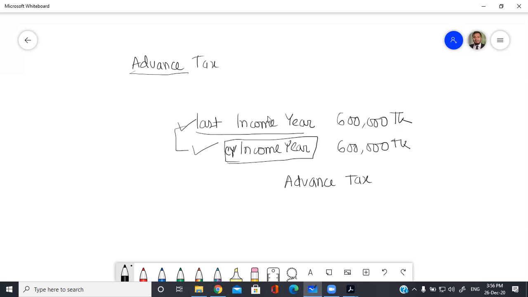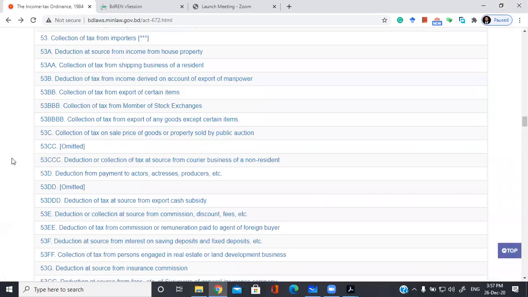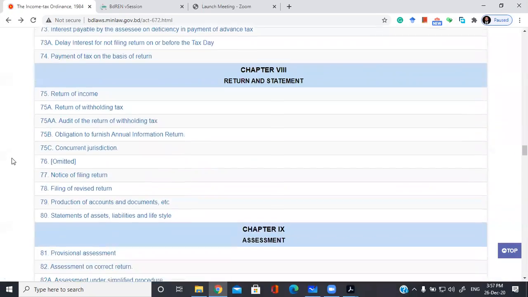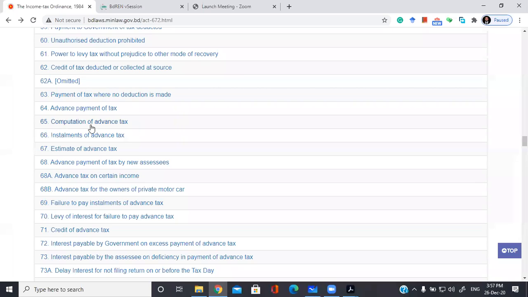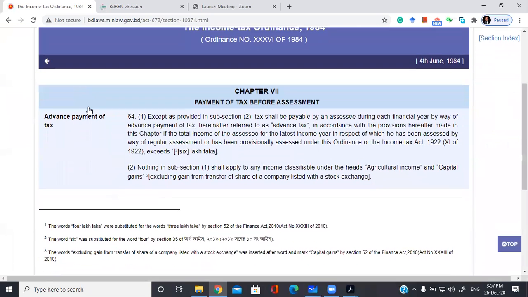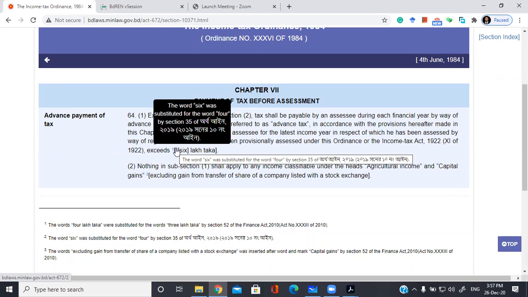So now the question is, how can you compute the advance tax? Let me show you the section reference so that you will get a clue from where we have been talking for a few minutes. Section 65, advance payment of taxes. You already have mentioned it. It has been updated for this year, the 600,000. It has been updated in which year? 2019.